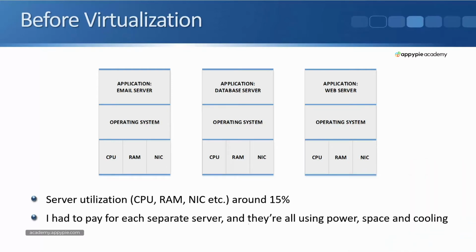Now, when we do it like this, the server utilization leaves a lot to be desired. And when I say server utilization, I mean how busy the CPU, the RAM, the NIC, etc. is, the hardware that makes up the server. Typically, when you're running a single application on a server like this, it's going to be running at maybe around 15% utilization, which obviously is not very cost efficient, particularly as we had to pay for each individual server, and they're all using power, taking up rack space, and requiring cooling.